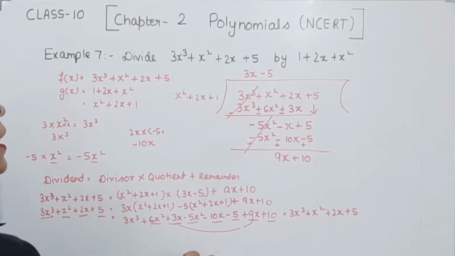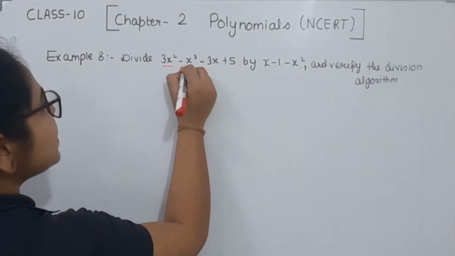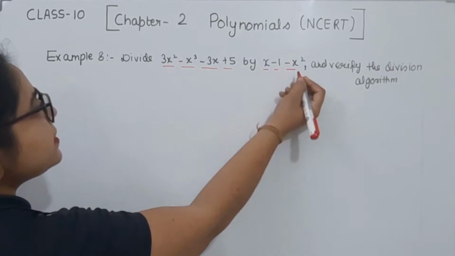So this one is verified, that what we have divided is the correct one. So this one we are having is example number 7. Now comes the next example, example number 8. Divide 3x square minus x cube minus 3x plus 5 by x minus 1 minus x square.